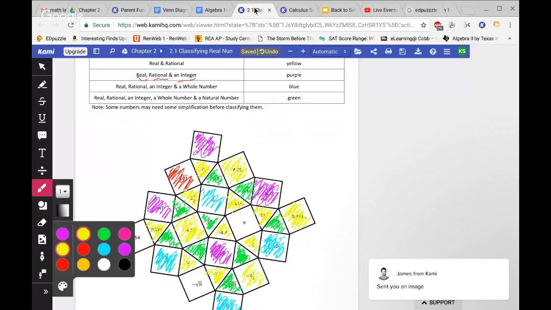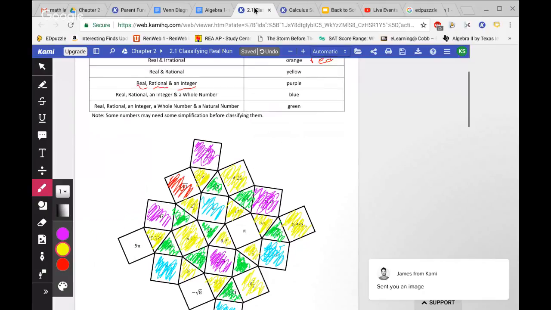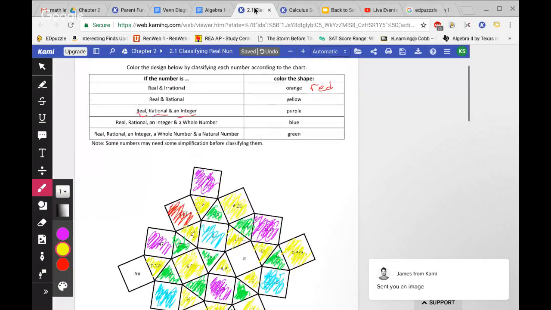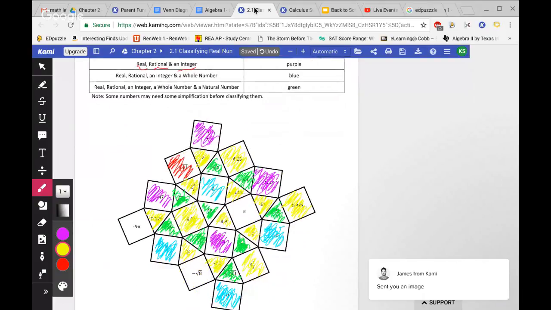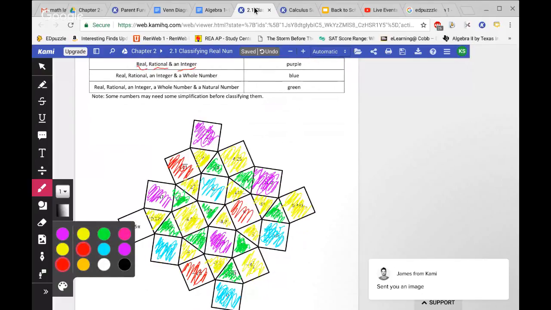Now, the square root of 8 is not rational. It is irrational. Pi is irrational. And negative 5 pi is irrational.